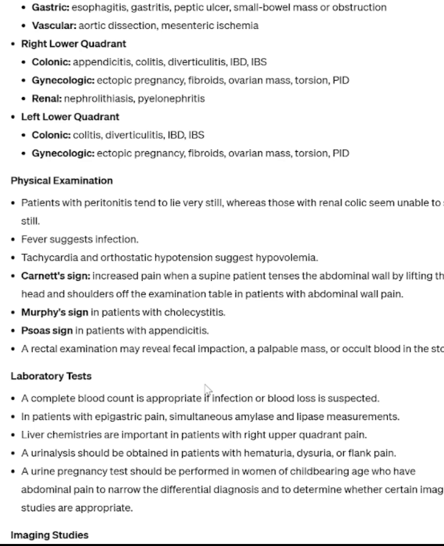A urine pregnancy test should be performed in women of childbearing age who have abdominal pain to narrow the differential diagnosis and to determine whether certain imaging studies are appropriate. Imaging studies.